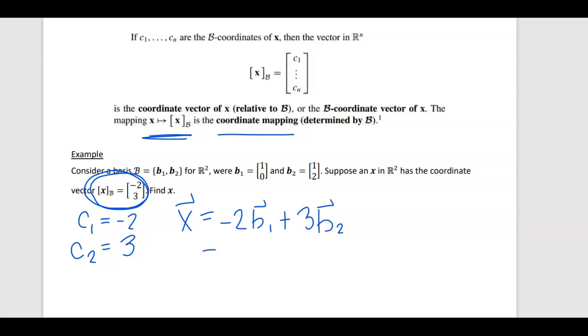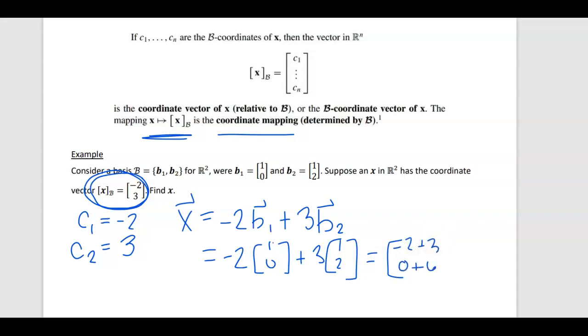I'm given B1 and B2, so -2 times 1, 0, plus 3 times 1, 2. That's going to give us -2 plus 3 and 0 plus 6. So that must be the vector 1, 6.